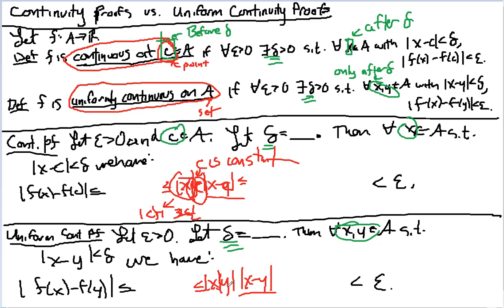The x and y you'd have to define in terms of your A. So if your A were like 4 to infinity, you might replace them with 4.